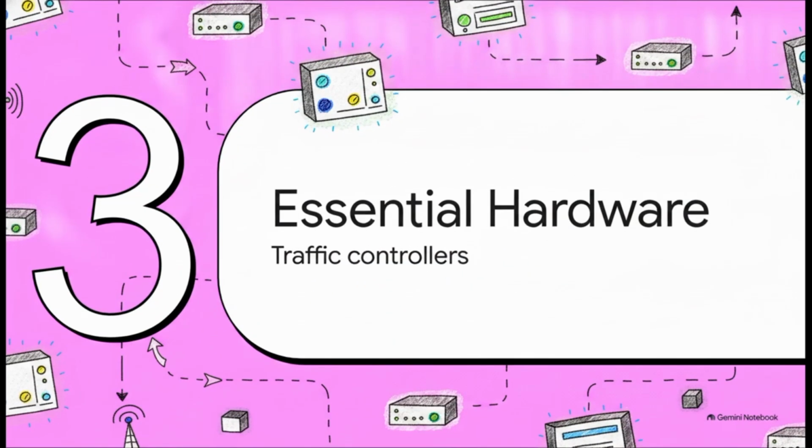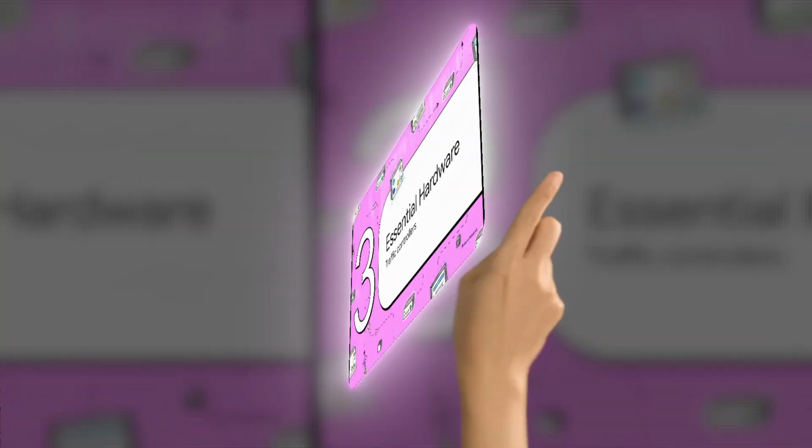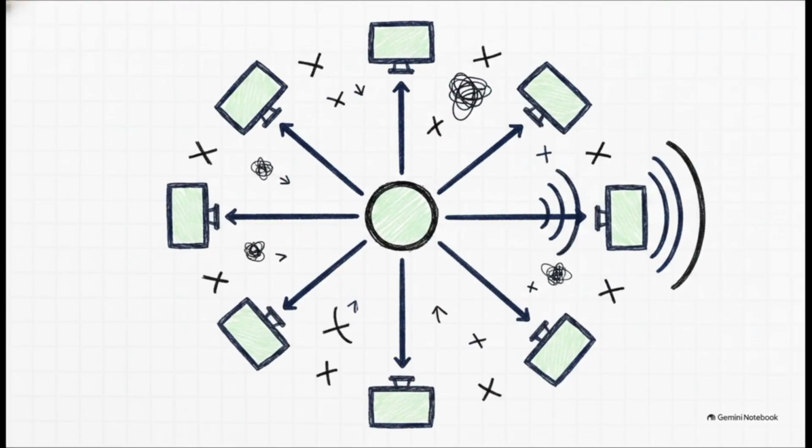Section 3, Essential Network Hardware Devices. Okay, so we've laid out our digital roads with our topologies. Now let's zoom in on the actual hardware boxes with the blinking lights, the traffic controllers of your network. First up is the hub. Now, a hub sits at the center of a star topology, but honestly, it's not very smart.